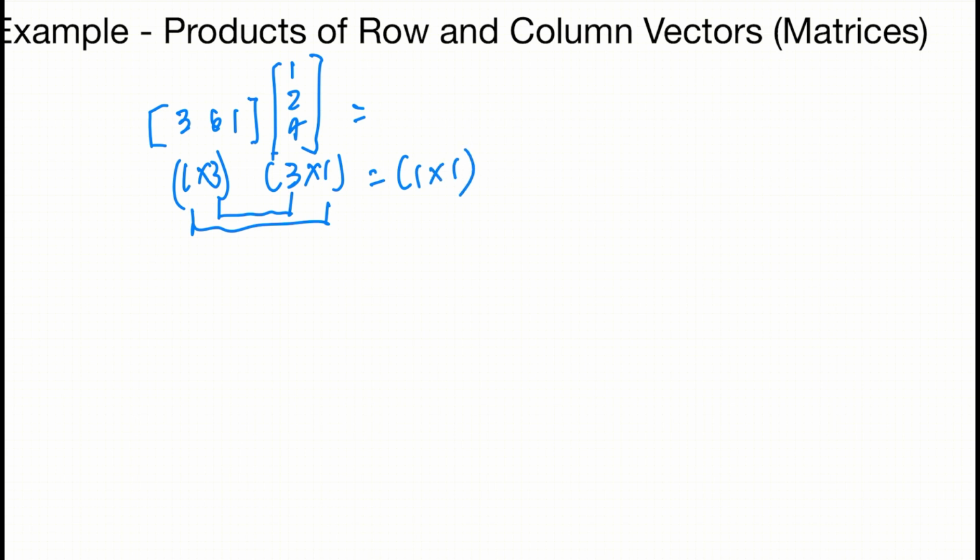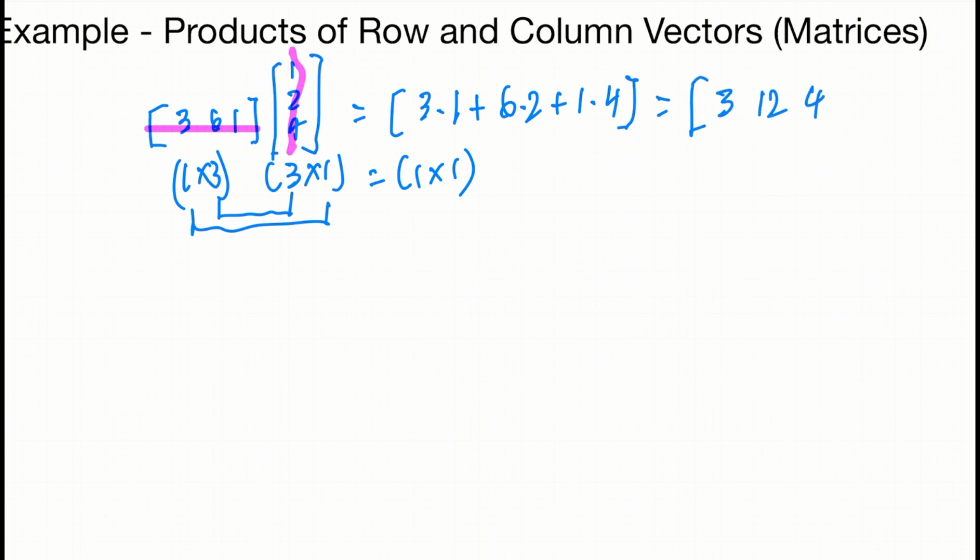This is probably the simplest case. What we're going to do is multiply this row times this column and sum it all up. So we've got 3 times 1 plus 6 times 2 plus 1 times 4. That's going to be equal to 3 plus 12 plus 4, and that is going to be 15 plus 4, which is 19. So we just get a 1 by 1 matrix out, and that is our answer.